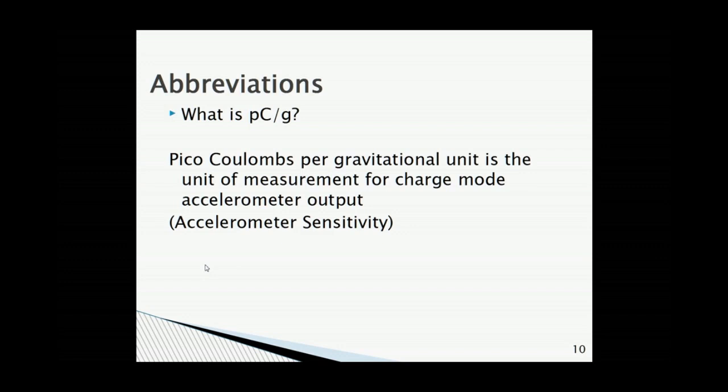Now, there are different types of tests and different instances when you would need to use a picocoulomb per G charge mode accelerometer or a voltage mode accelerometer, which uses millivolts per G. We will discuss this in a later presentation. And once again, I just wanted to get you familiar with some of the units of measurement that you will encounter in the vibration test field.